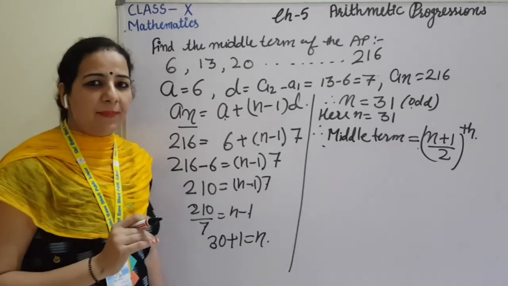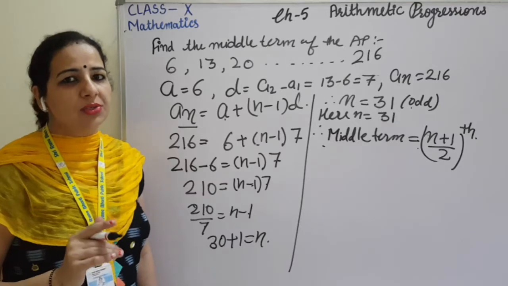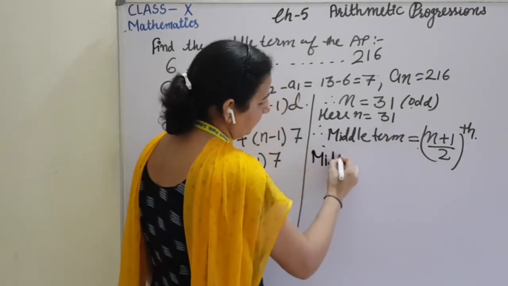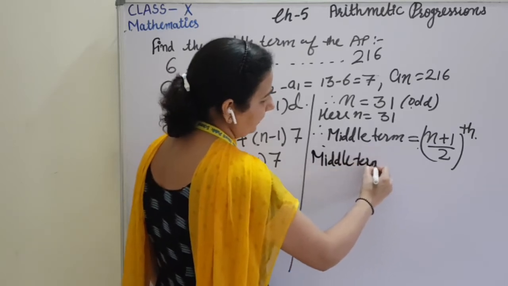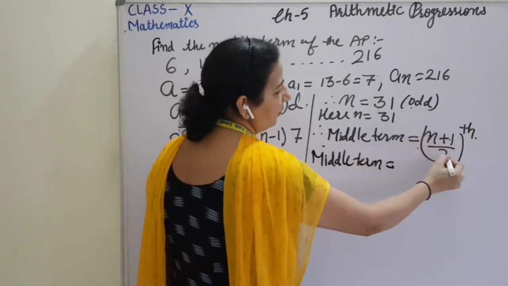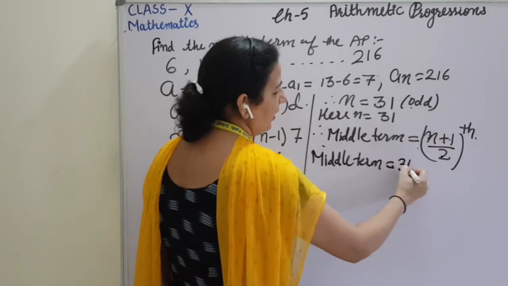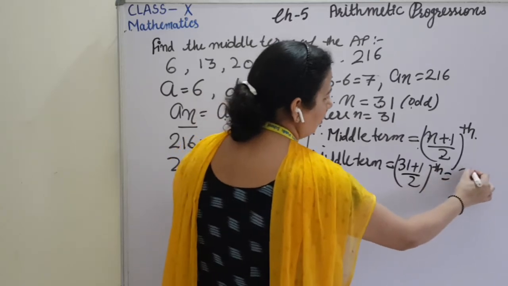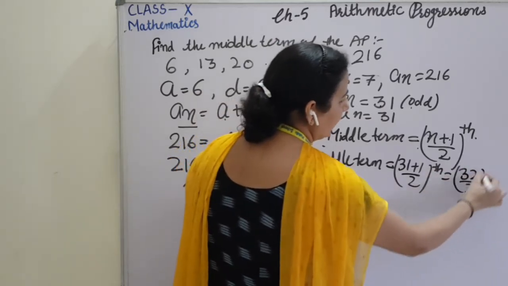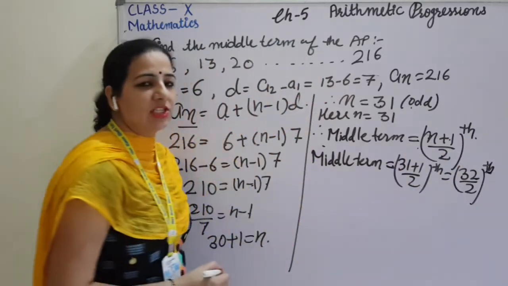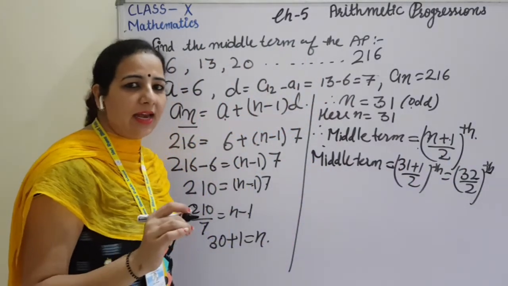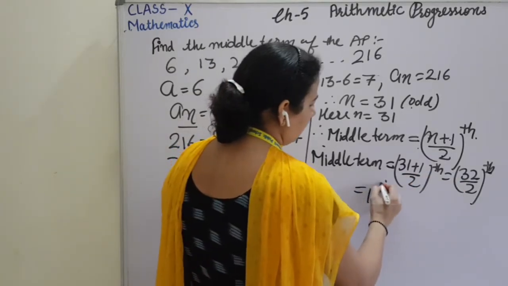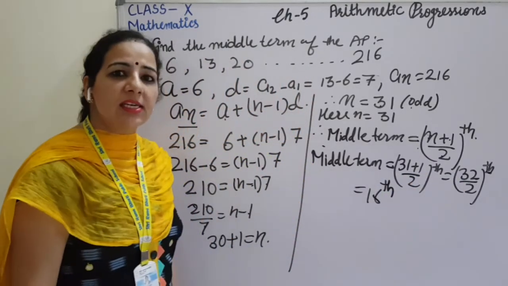So this formula is applicable only when n is an odd number. So the middle term is equal to the (n plus 1) upon 2 th term. Here n is 31, so (31 plus 1) upon 2 th term. We all know that 32 upon 2 is the 16th term. You have to write "th" because n is a position, not any number. So the middle term will be the 16th term.